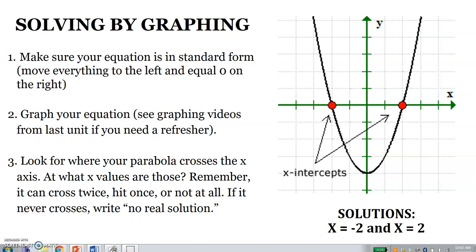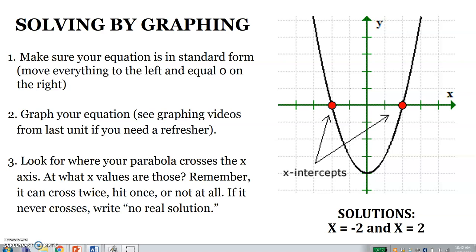So the first thing you need to make sure you're doing is that your equation is in standard form. In other words, put everything over to the left side of the equation and just leave equals 0 on the right-hand side. The next thing you're going to do is graph your equation. This follows the same process that we went through all of last unit for graphing your quadratic equation. If you need a little refresher, go back to that video to help you out.